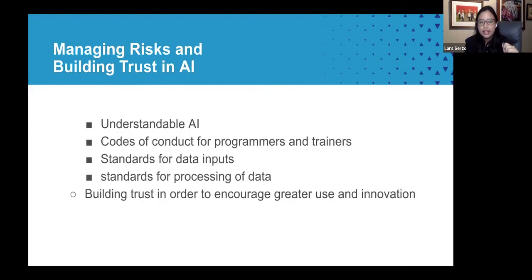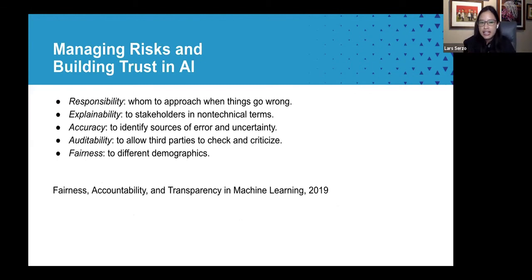And so anyway, managing risks and building trust in AI. I think the AI community has been very active in coming up with best practices and guidelines in building ethical AI and building trust in AI. And these are some of the concepts that there's a consensus the AI community has been pushing for. So there should be responsibility when it comes to AI. The end user or the consumer should know who to approach when things go wrong, and there should be remediation for that. The AI should have some element of explainability, meaning the operator should be able to explain how the AI works, how it comes up with decisions without resorting to technical or very academic terms.